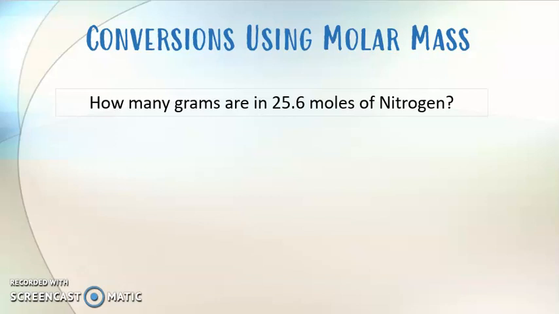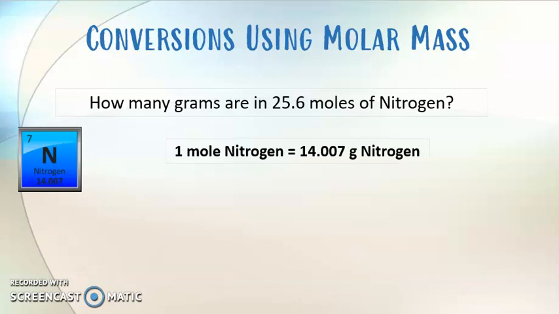Well, the first thing that you're going to need is to write a good conversion factor, a good equivalence statement. So how are we going to convert between these grams and moles? Well, where I would start is by finding nitrogen on the periodic table. And again, looking at that average atomic mass, because that means that 1 mole of nitrogen equals 14.007 grams.